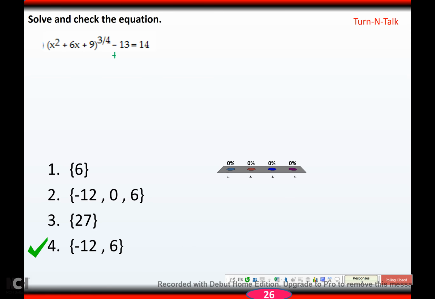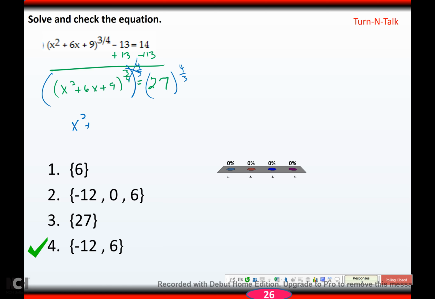So I'm going to add 13. I get x squared plus 6x plus 9 to the 3/4 equals 27. Alright, I'm going to raise to the reciprocal now, so to the 4/3, to the 4/3. That kills it, which gives me x squared plus 6x plus 9 equals, this is going to be the cube root of 27 to the 4th.